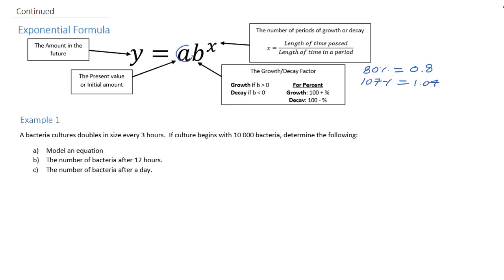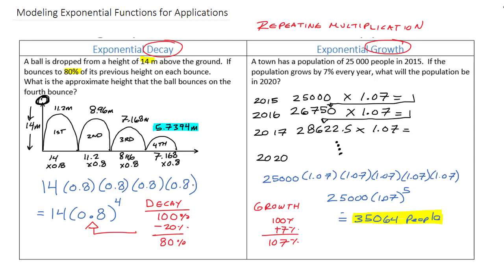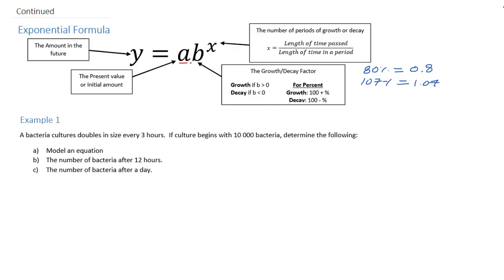A is going to be our starting amount. If you think back to our previous ones, A is what's out front. That's this number out front. What did we start with? I started with a height of 14 meters, or I started with 25,000 people. So that's what the A is. That's what we start with.